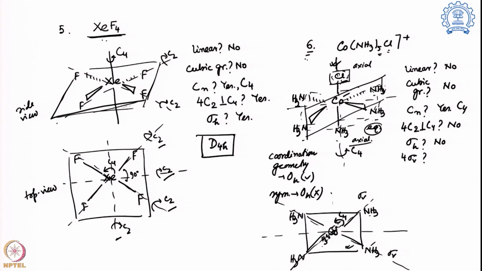We can have sigma v's going between the ammonia, cobalt, ammonia bonds. So altogether 4. For example, over here the plane of the board I draw in this side view is going to be one of the sigma v planes. So I have 4 sigma v planes, 2 of them go through the ammonia, cobalt, ammonia bonds in the equatorial plane, and 2 of them go between those bonds. So the answer is yes, I have 4 sigma v's, and this will be a C4v molecule in the point group.